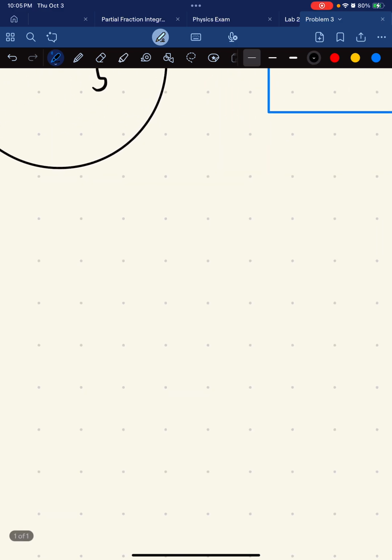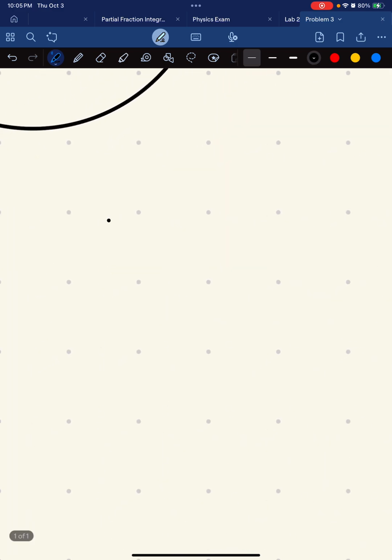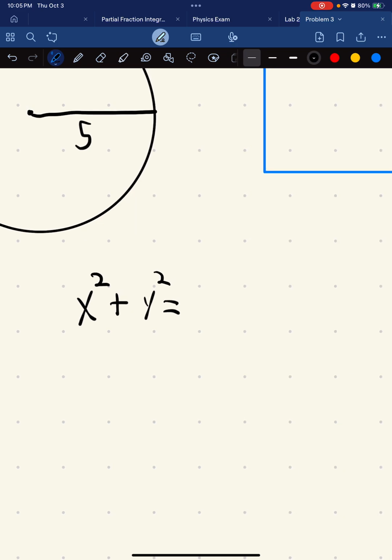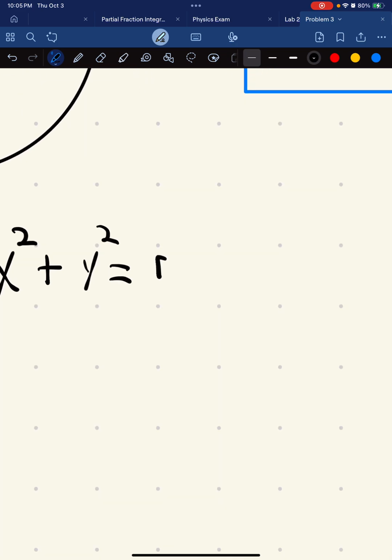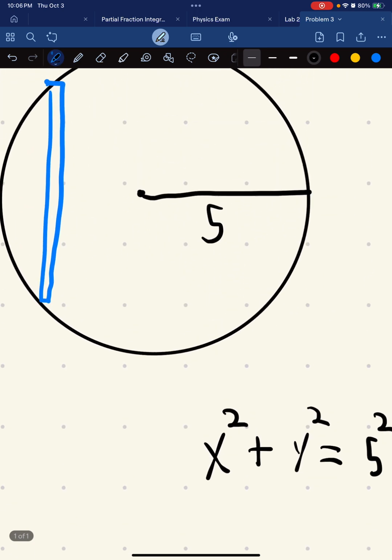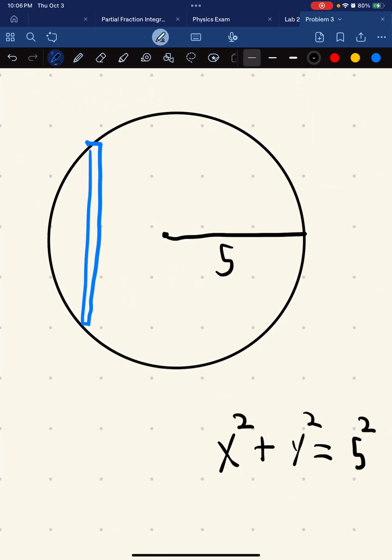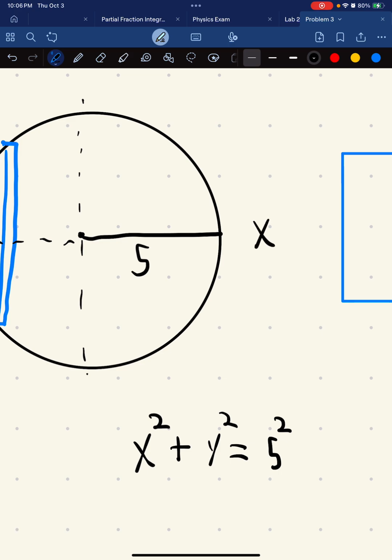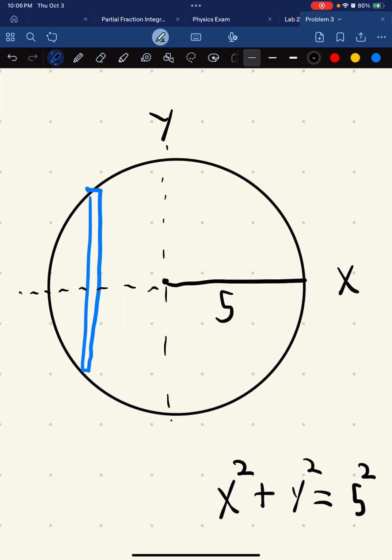So to do that, since our base is a circle, we're going to start off with the equation of a circle, which is x squared plus y squared is equal to r squared. But from what we know, r is 5. So it's going to be 5 squared. And looking back at our diagram, we're going to turn this into a coordinate plane right now so we can begin solving. And so we're going to make this our x-axis and this our y-axis.